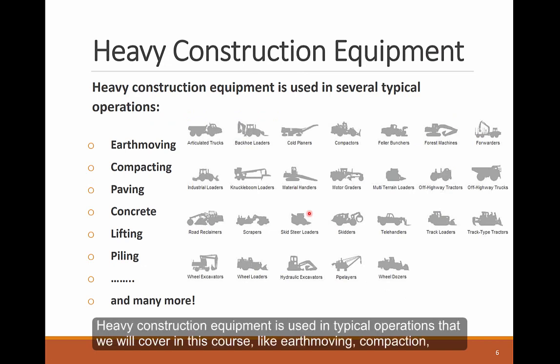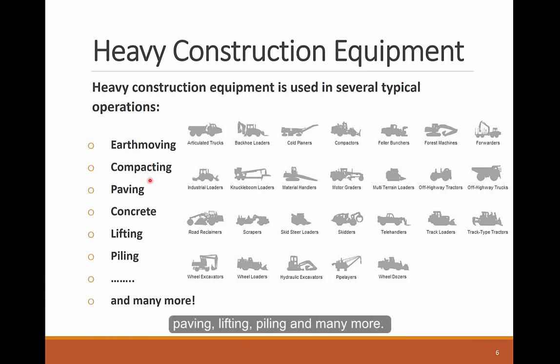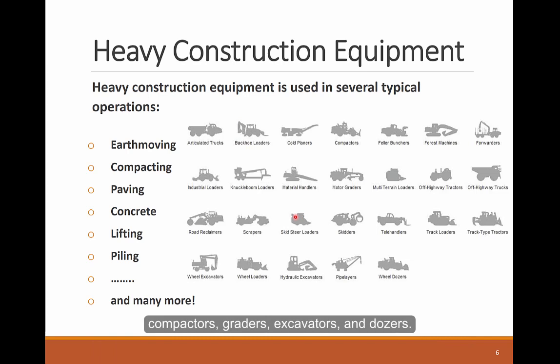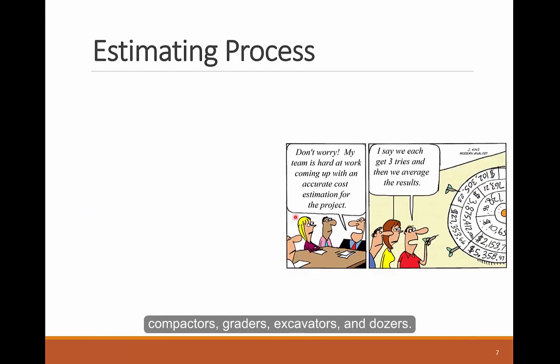Heavy construction equipment is used in typical operations that we'll cover in this course, like earth moving, compaction, paving, lifting, piling, and many more. This figure here shows some examples of heavy equipment that are mostly relevant to earthwork and earth moving, like trucks, loaders, compactors, graders, and excavators and dozers.